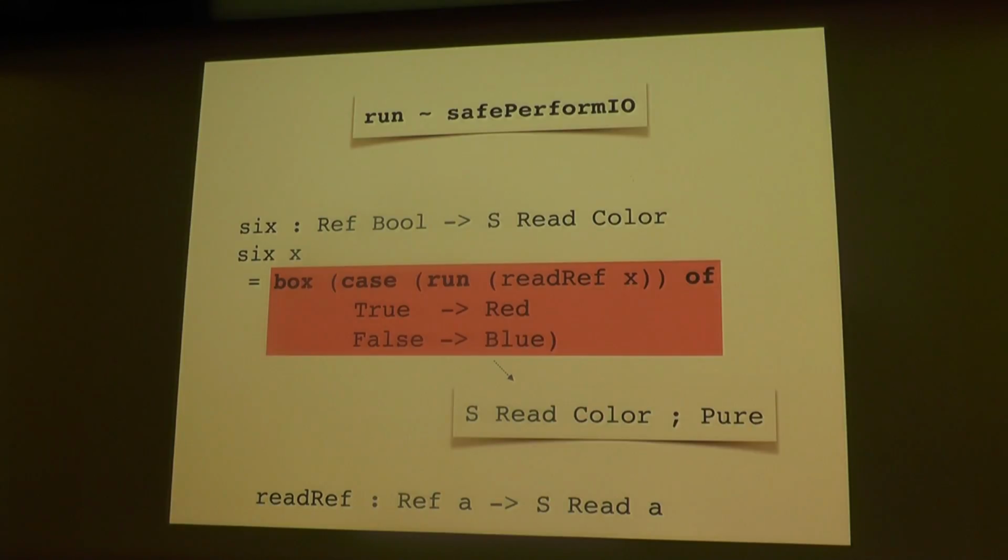So run, this magical run here, is safe to perform I/O. If you've used unsafePerformIO in Haskell, you know how dirty it feels to say that word. unsafePerformIO has type IO A to A. So when you unsafePerformIO an I/O computation, the reason that is unsafe is because it forgets the fact that there was a read effect or an I/O effect there. It just forgets.